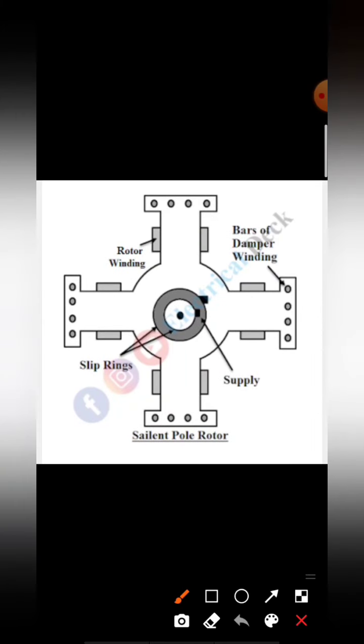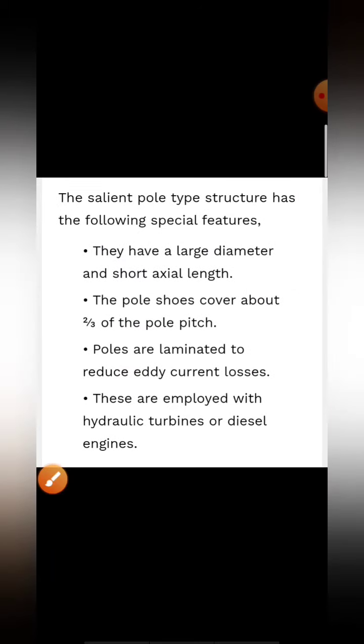See this figure. This is the salient pole type rotor. Here are the north pole and south pole. This is the rotor winding, and these are the bars of the damper winding. The supply is through the brushes, and the slip rings are placed here.